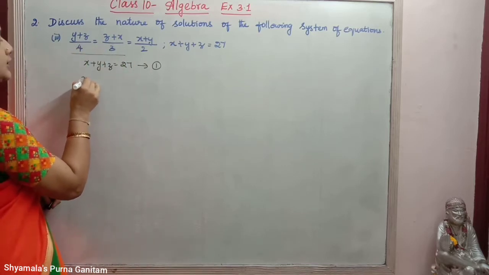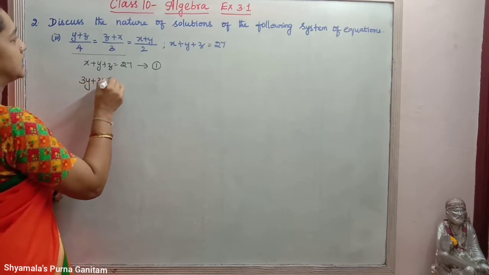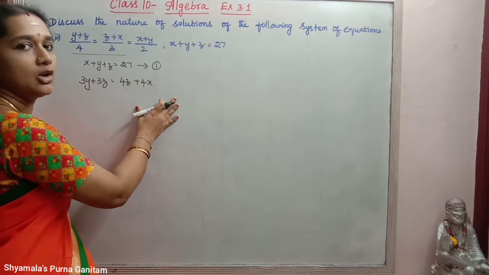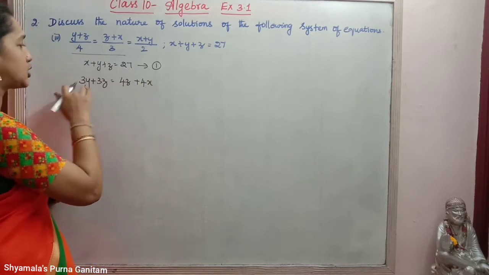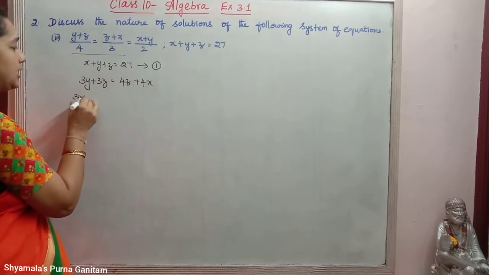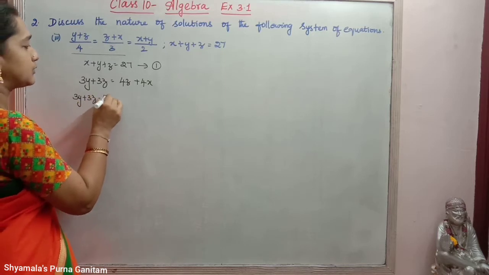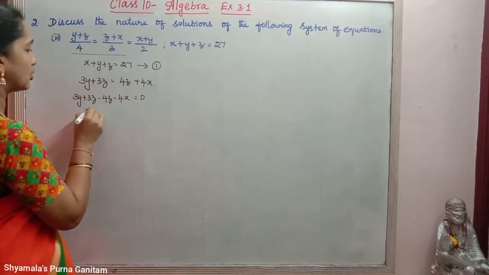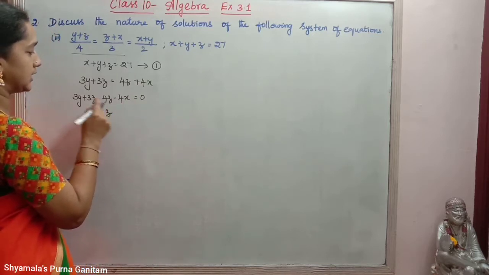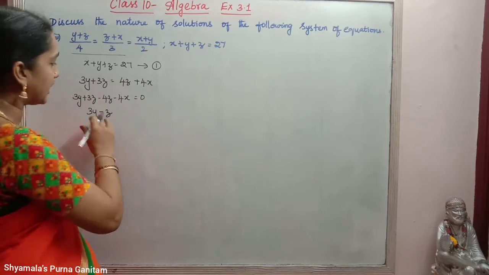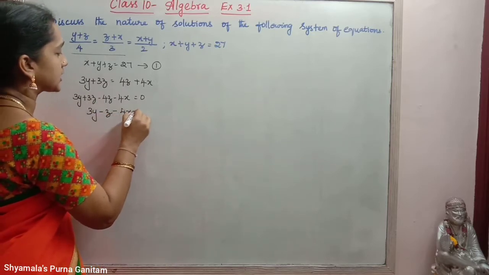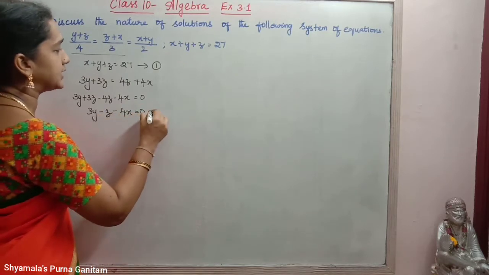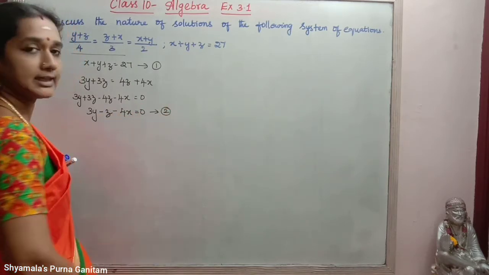So it will be 3y plus 3z is equal to 4z plus 4x. Bringing all the terms to one side, it will be 3y plus 3z minus 4z minus 4x is equal to 0. So 3z minus 4z will be minus z: 3y minus z minus 4x is equal to 0. So I got an equation with x, y and z variables. That I will take as the second equation.